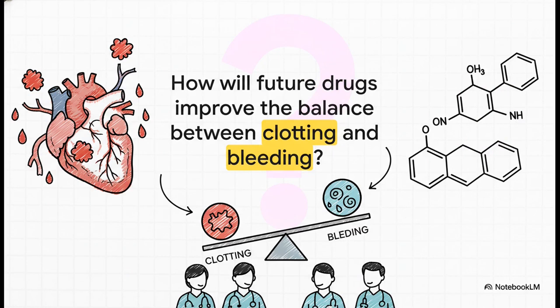And so, I'll leave you with this final thought. This constant balancing act between the power to dissolve a deadly clot and the risk of causing a catastrophic bleed, this is still one of the greatest challenges in medicine. Yes, our drugs are getting better, they're getting smarter, more targeted, but that fundamental challenge remains. So the question is, how will future drugs make this choice safer? That is a question for your generation of doctors to solve.